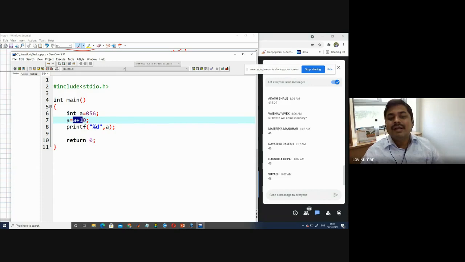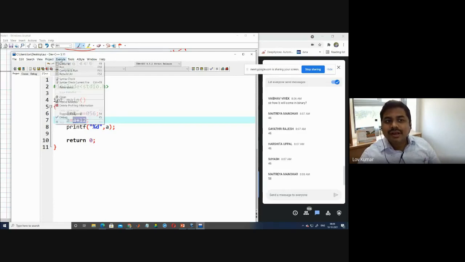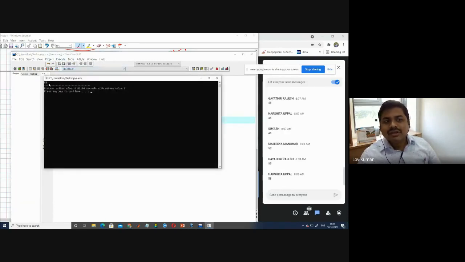What value will come? a = a + 10 gives 56, or if you are writing a = a + 12, what is the answer you will get? Initially, what is the value of a? 46. Then you are adding 12 to the 46, you are getting 58. So if you check here, it will come 58. Clear? It will come 58.